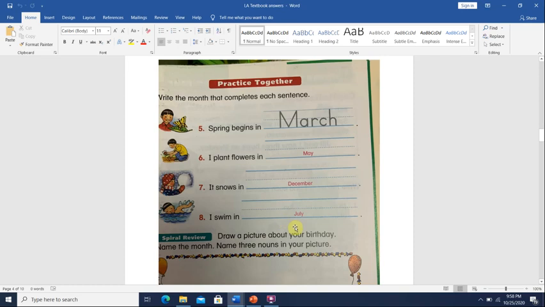And I swim here in July. I wrote July because it's one of the hot months. If you write August, it will be correct also. Okay? And that was our lesson for today.